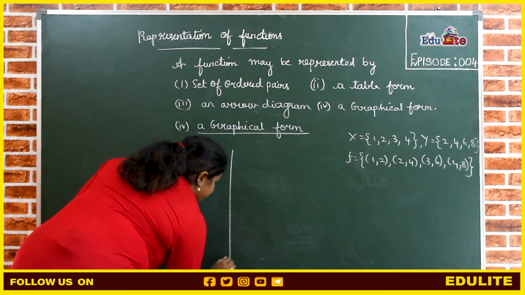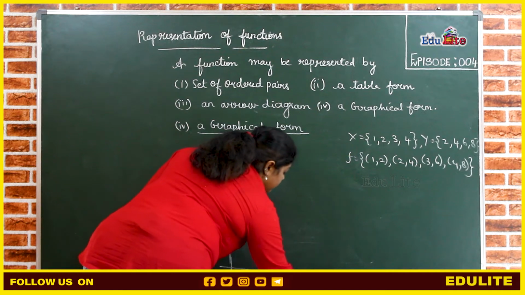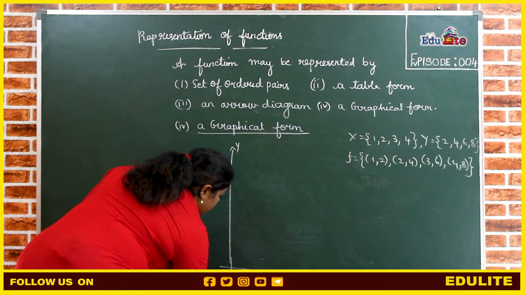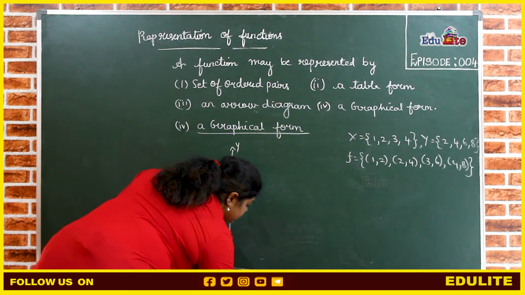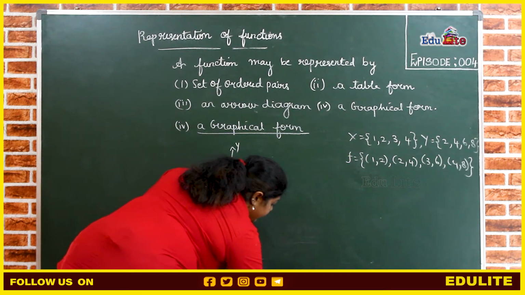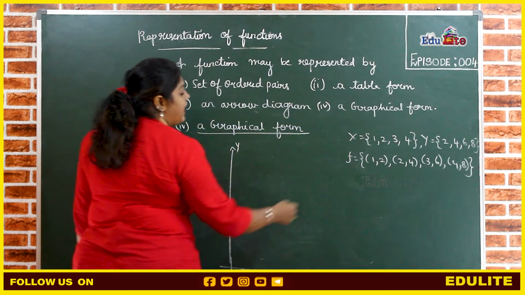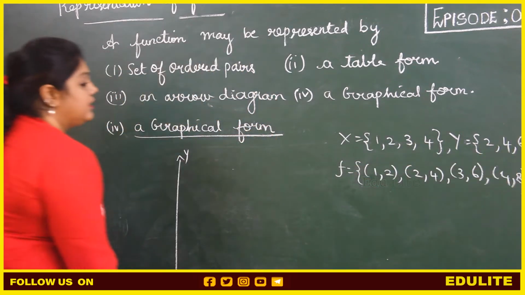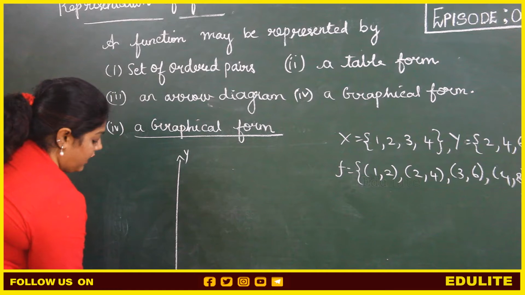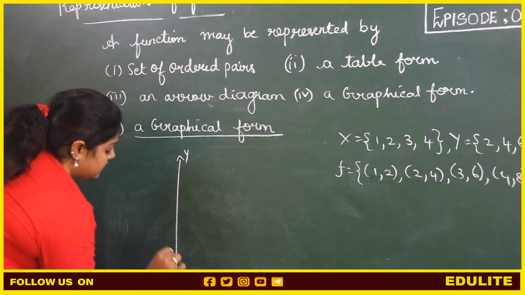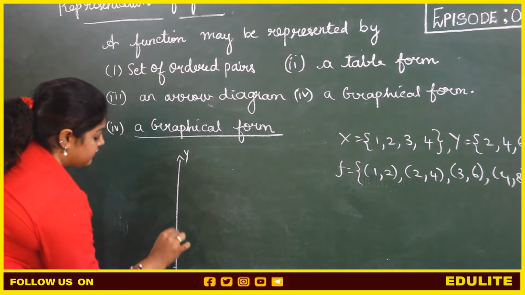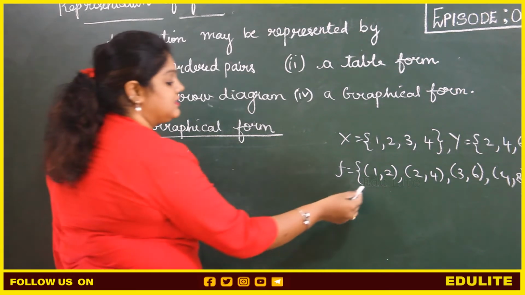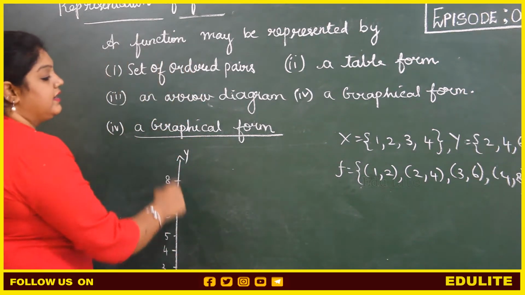So we'll consider a graph. X-axis, Y-axis, 0, 1, 2, 3, 4, 5, 6, up to 6 I have taken, and along Y we have to take up to 8 because there are values up to the number 8. 1, 2, 3, 4, 5, 6, 7 and 8. So we'll consider the function to draw a graphical form.